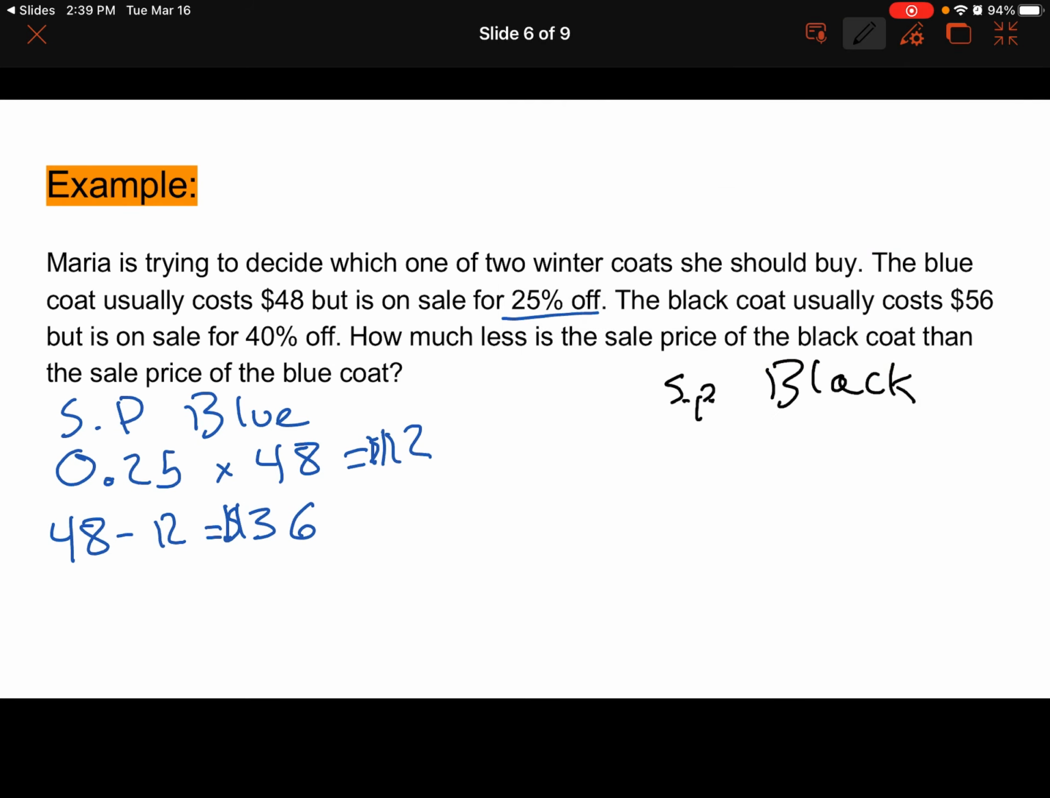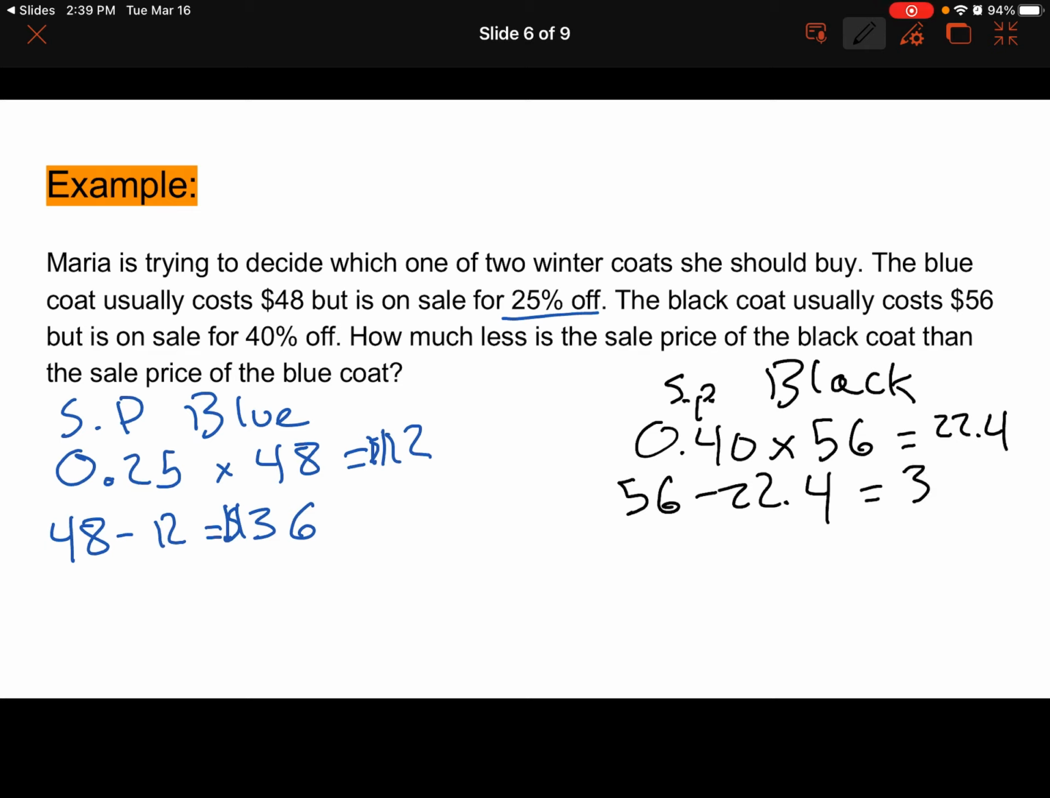All right, now for the black coat, we're going to do basically the same thing here. So this one is 40% off. So we are going to multiply 0.40 times 56, which will be equal to 22.4. And we'll subtract our 22.4 from that 56. And we'll get 33.6.